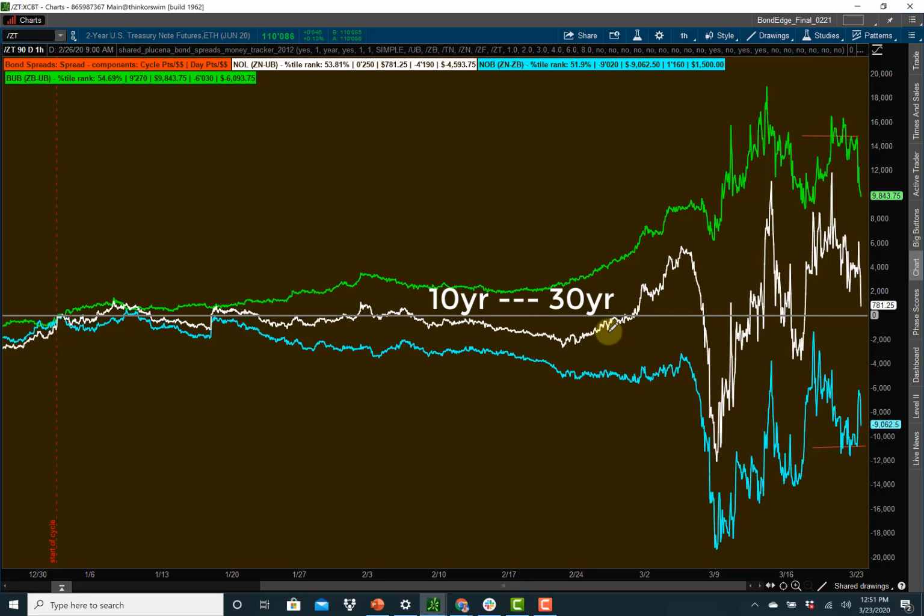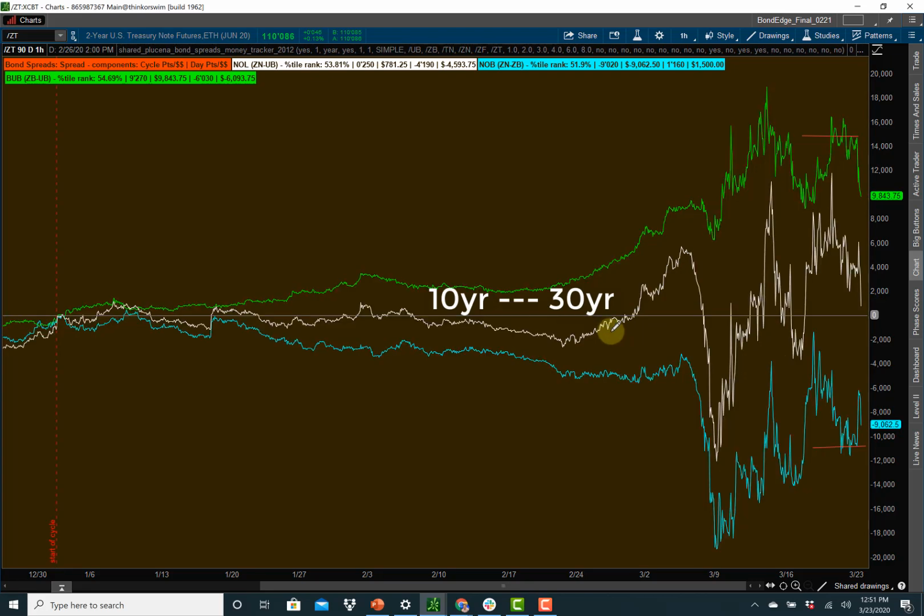The white line is the difference between 10s and 30s. Within the difference between 10s and 30s, there's 10 to 18 that you could trade, 18 to 30 that you could trade, or 10 to 30. Now the white line is 10 to 30. 10 to 18 is going to be that light blue line. 18 to 30, the way back end of the yield curve, the green line is 18 to 30. So the blue plus the green equals the white.